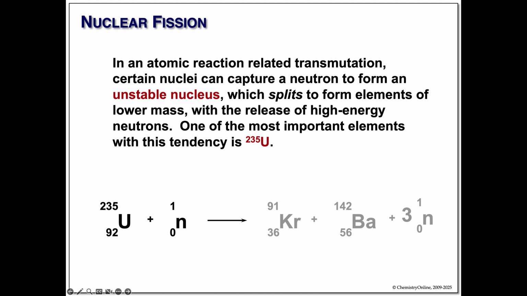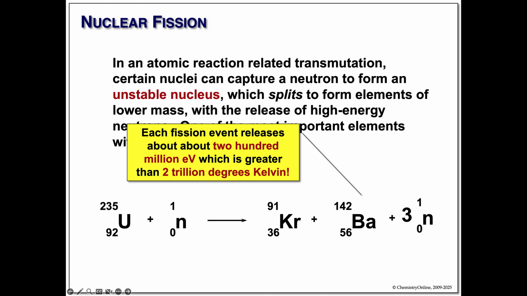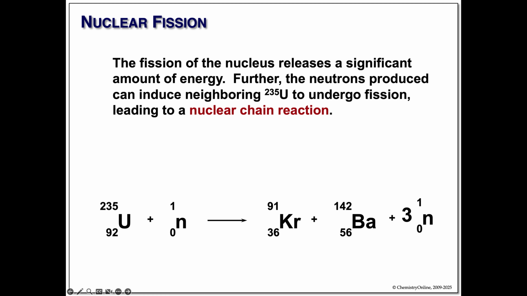The yellow burst was energy, about 200 million electron volts worth. That's 2 trillion Kelvin. A lot of energy. Not only that, but we've released these 3 high-energy neutrons that can come back, find another uranium-235, and do it all over again. This sets up what's called a nuclear chain reaction.